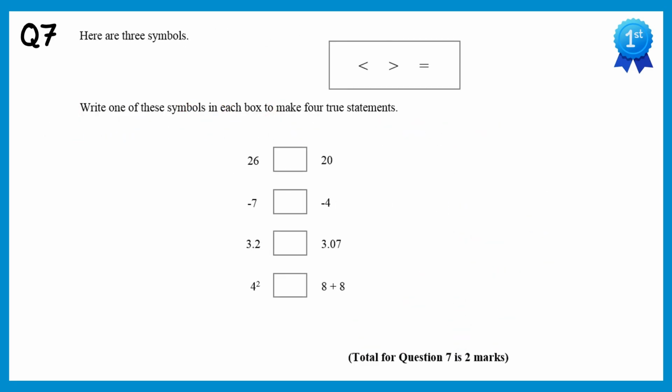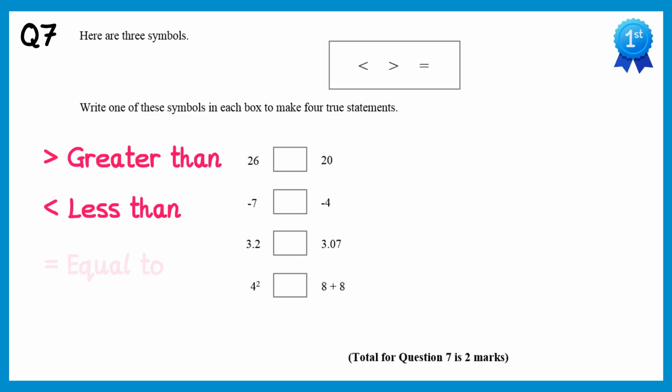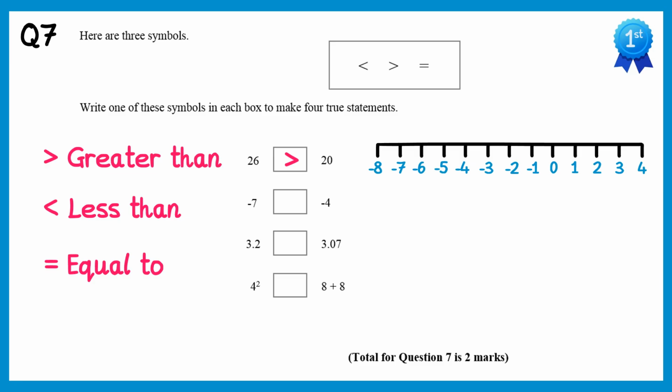For this question, we need to understand what the symbols are. This symbol means greater than, this symbol means less than, and this symbol means equal to. 26 is definitely greater than 20, so we'll put a greater than symbol. For the next one, it's easier to use a number line. So if we mark on -7 and -4, you can see that -7 is less than -4, so we'll use a less than sign.